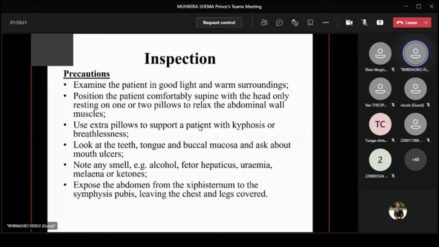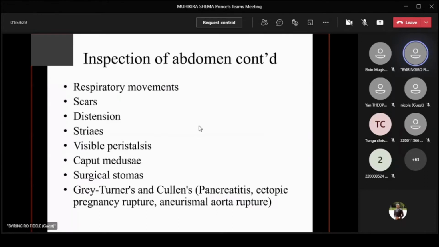So on inspection, you have to look at the respiratory movements. You have to look for any scar, distension, striae, visible peristalsis, caput medusae, surgical stomas, and also any typical signs like Grey Turner's or Cullen's. Grey Turner's is an ecchymosis around the flank, and you have to look for a ruptured ectopic pregnancy and a ruptured aortic aneurysm. Those will manifest with abdominal wall ecchymosis.